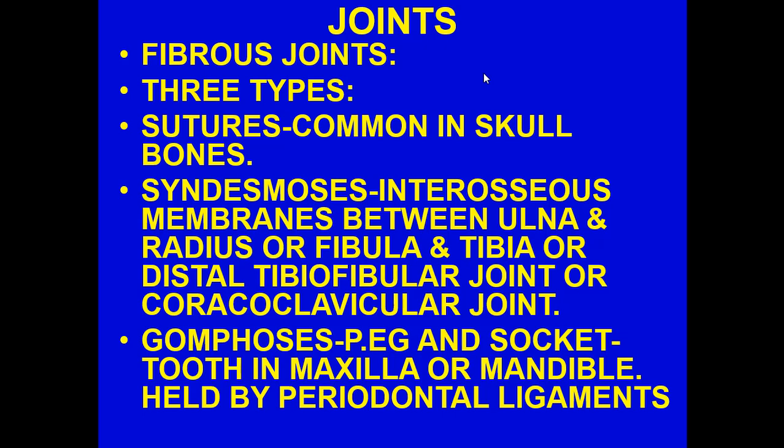But you don't want any movement there because the skull is essential for the protection of the brain. The syndesmoses, this is an interosseous membrane between the ulna and radius, or the fibula and tibia, or the distal tibiofibular joint, or the coracoclavicular joint. Gomphosis, this is your peg and socket, the tooth in either the maxilla or the mandible, and it's held by periodontal ligaments.